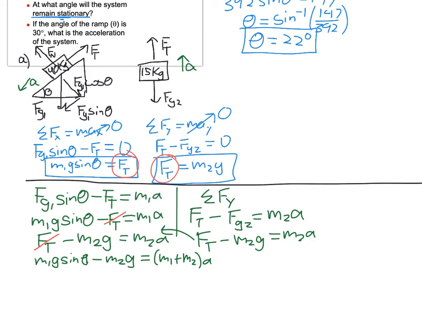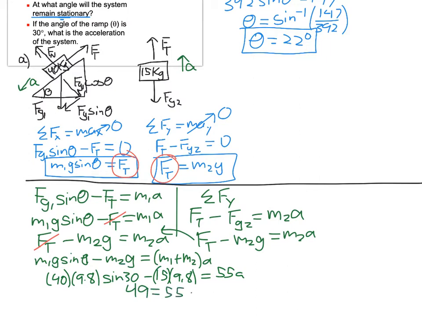So now I'm going to plug in the things that we know here. So it's going to be 40 times 9.8 times sine of 30 minus 15 times 9.8, which is going to be equal to the total mass, which is 55, times a. This all becomes 49, so 49 equals 55a, and that means that our acceleration is 0.89 meters per second squared.